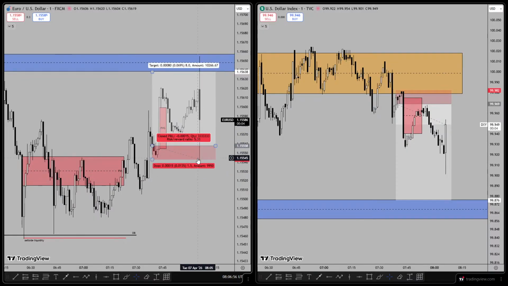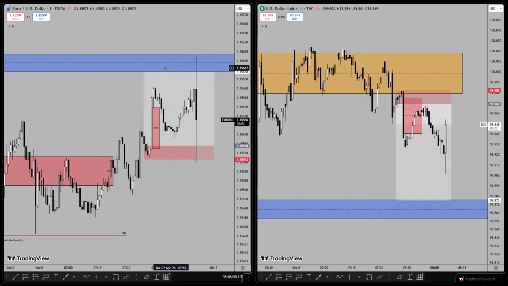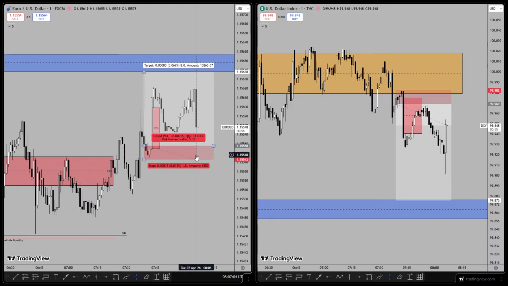Wow, the price actually was very fast. It traded to the 15-minute fair value gap, but at the same time, it was very fast for me to even take a partial. I just rushed and closed the trade, which I closed at the break even.